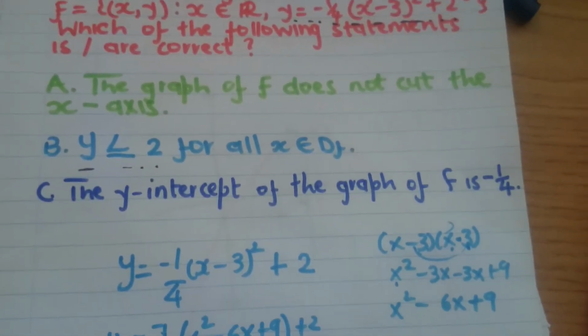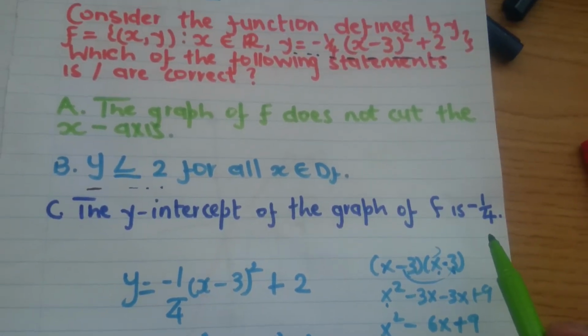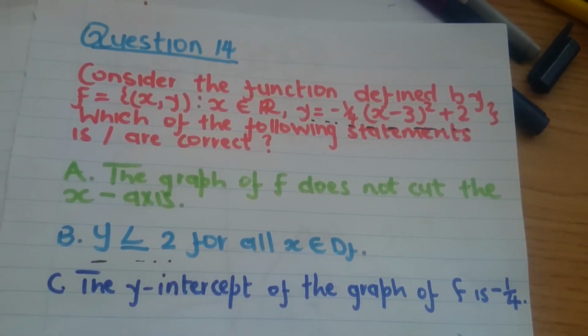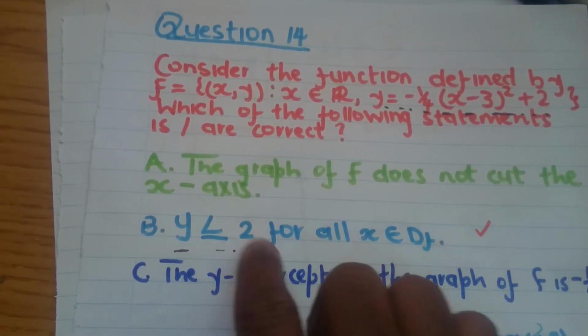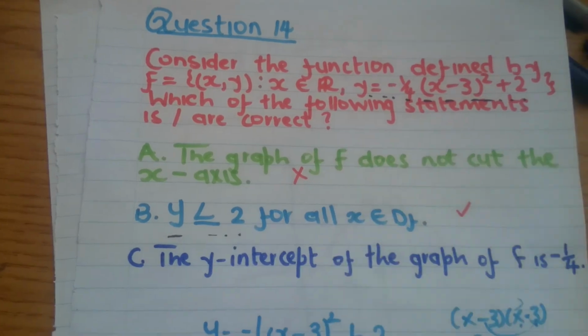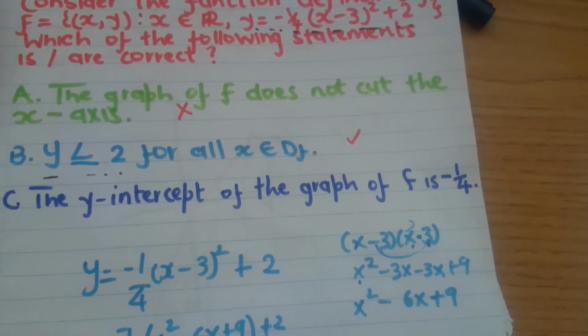So yes, that's true. Now they say the y-intercept of the graph is... so now the second one is true. So this is true here. Okay, what about the first one? The graph does not cut x-axis. No, it's not true. We have seen it has 2 equal roots. Now we go for the third one. The y-intercept of a graph is -1/4.